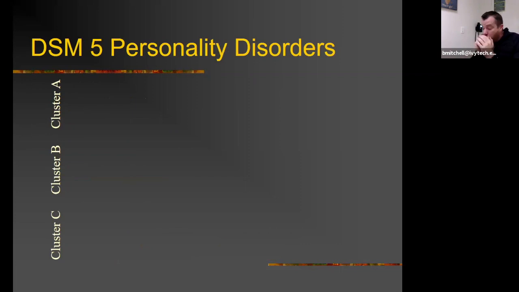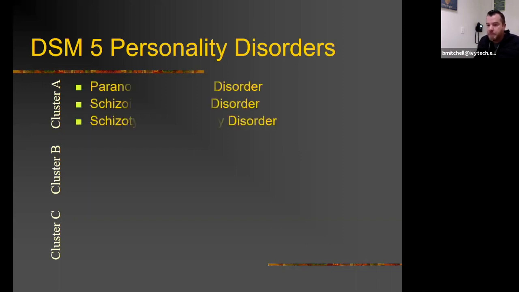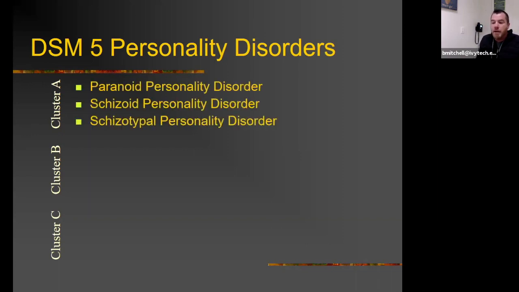So now, after all that, we can finally get into the 10 personality disorders. And they're broken into cluster A, cluster B, cluster C, okay? And it goes 3, 4, 3. So A, B, C, 3, 4, 3. Cluster A are paranoid, schizoid, and schizotypal personality disorders. Don't worry, we're going to go through each of these individually, okay? So these are the odd personality disorders.